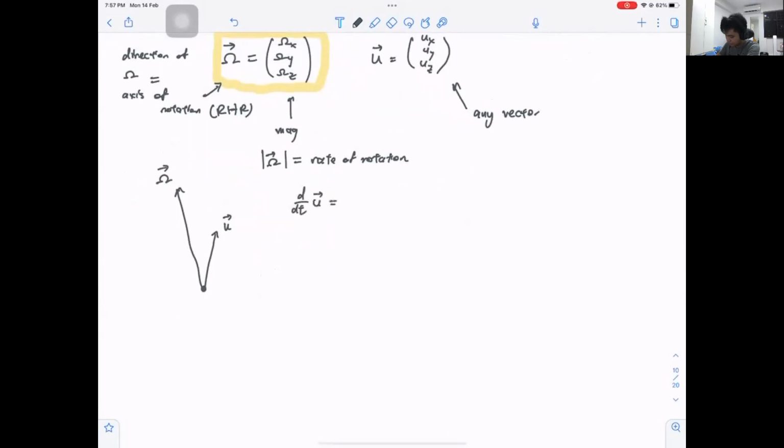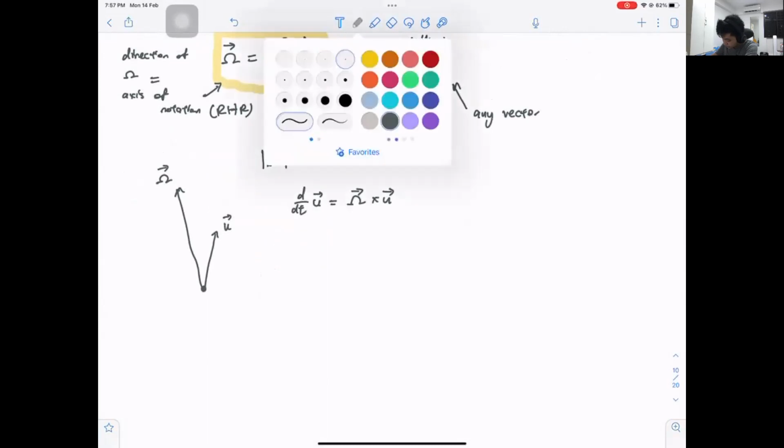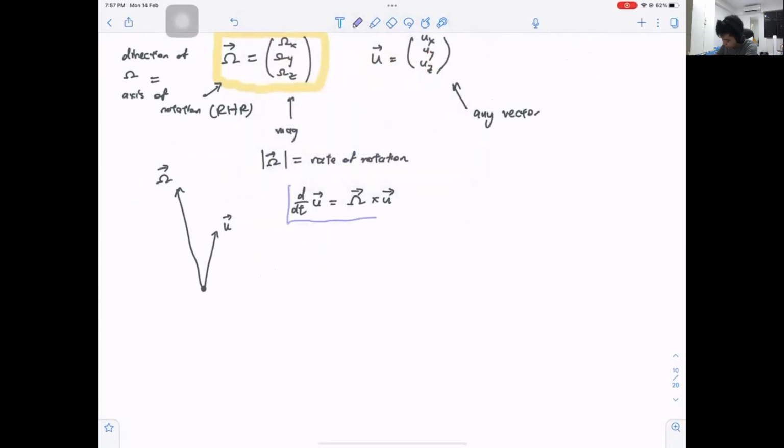It's equal to omega cross u. And in that case, omega cross u, actually, so omega cross u, you do the right hand rule, right? For the cross product, it is actually into the page, right?